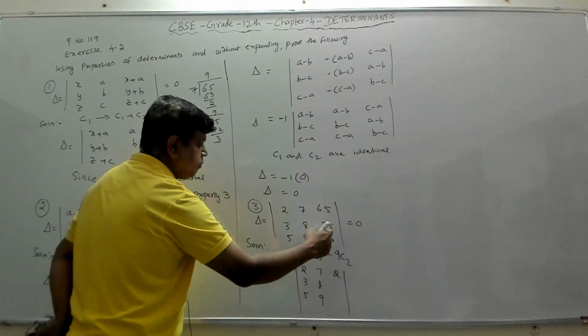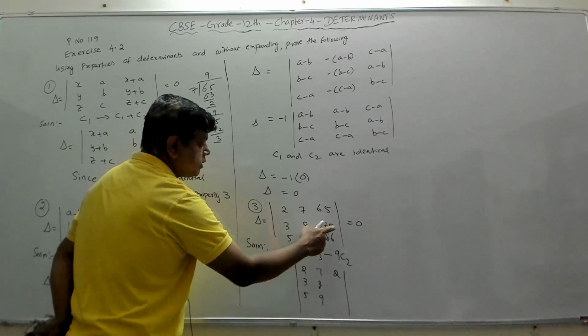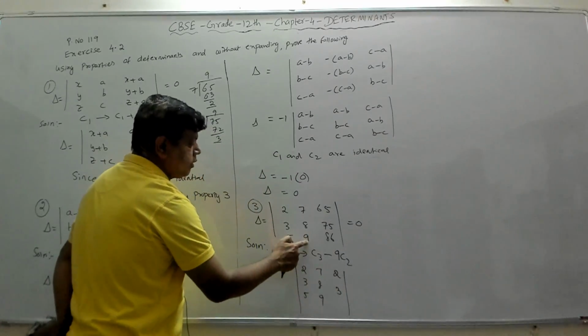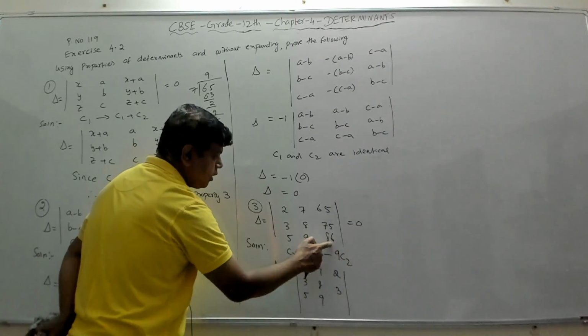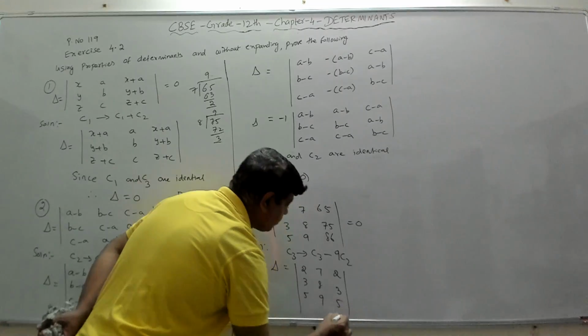Again, 75 minus 9 times 8. 9 times C2, 9 times 8 is 72. 75 minus 72 is 3. Similarly, 9 times 9 is 81. So 86, which is C3, 86 minus 9 times C2. So 86 minus 9 times 9 is 86 minus 81, which is 5.